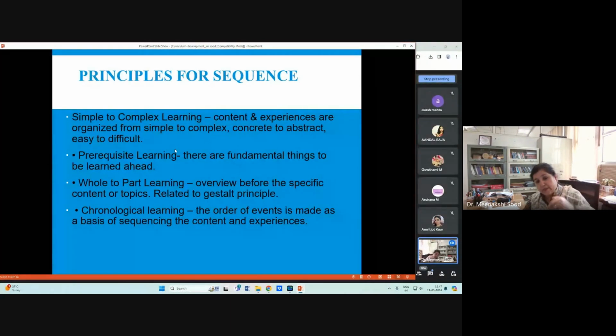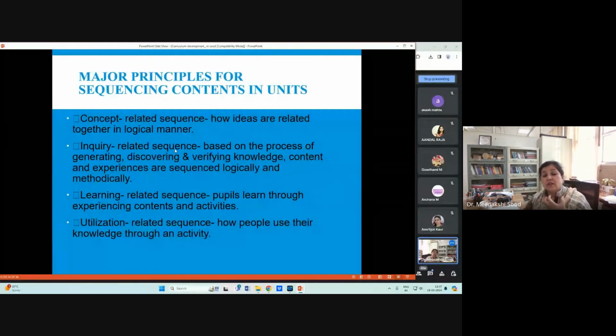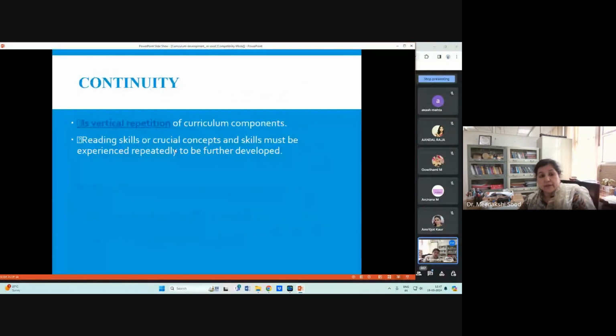So ये सब चीजें मैं यही कह रही हूँ कि we usually do, but we do not do in a proper structured way. But if now things become clear to you, then while designing the curriculum or dealing with the curriculum, you will have a good idea, right? So yeah, continuity is to be maintained. The repetition, vertical repetition of the components should be bare minimum.